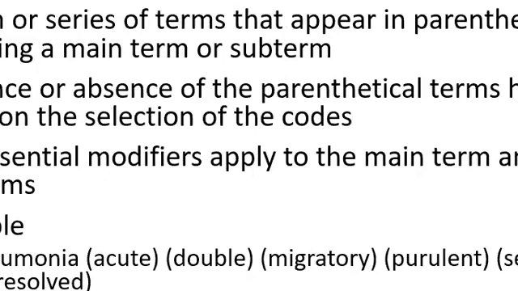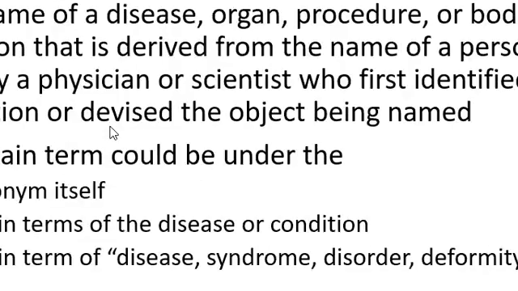Non-essential modifiers are terms that appear in parentheses. The presence or the absence of these terms that appear in the parentheses has no effect on the selection of codes. They either may be there or not be there. They don't change the description of the code. So an example is pneumonia could be acute, double, migratory, purulent, septic, unresolved. They're all non-essential modifiers with the main term of pneumonia.